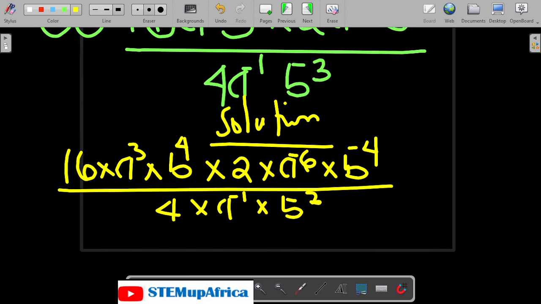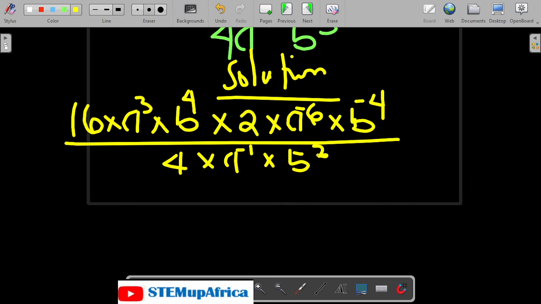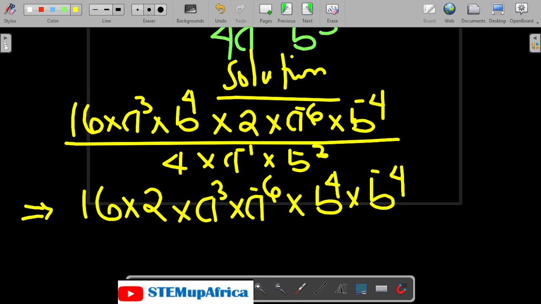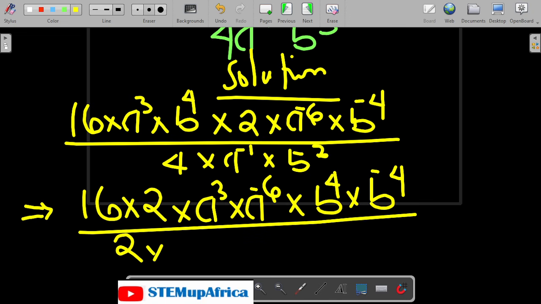So let's multiply the numbers. That will give us 16 times 2 times a^3 times a^-6 times b^4 times b^-4, over 4 times a^-1 times b^-2.